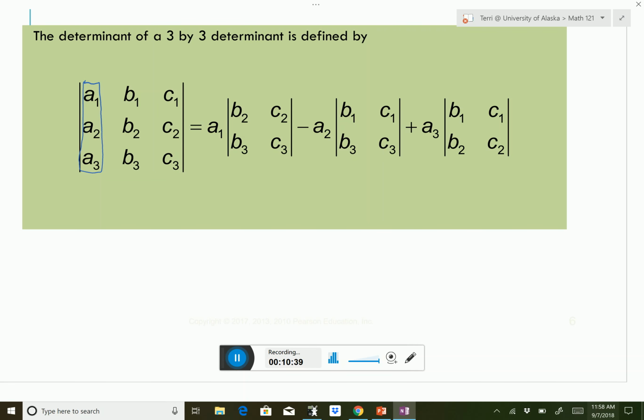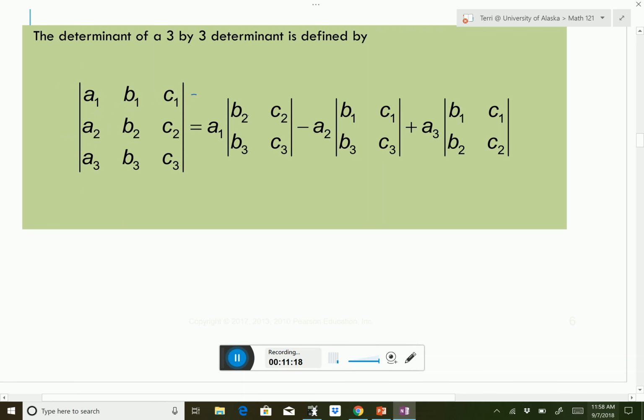So then basically what we do is we pick a column or row and we say, okay, this is going to be my main column. And then the determinant is found by taking this number, A1, times the determinant of the 2 by 2 matrix that's left by crossing out the row and column that it's in. So you can see this becomes B2, B3, C2, C3. Okay, so that's the first part.